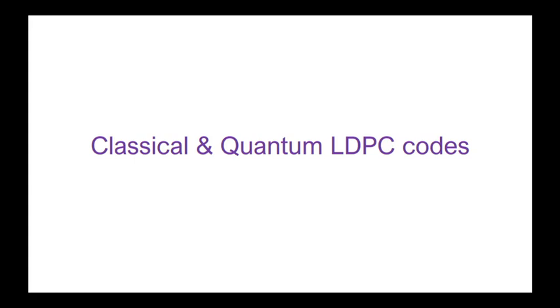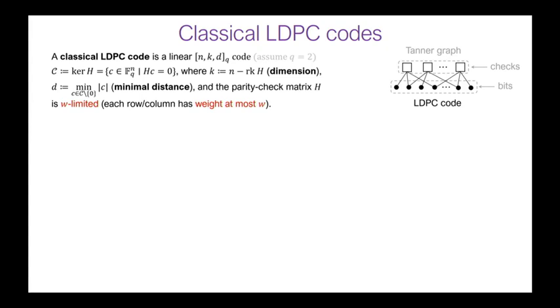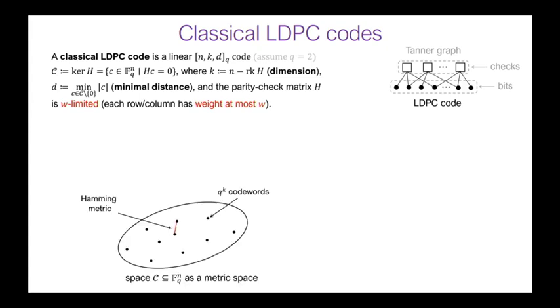So let us start with classical and quantum LDPC codes. A classical LDPC code is a linear code with sparse parity check matrices. It is usually represented by a sparse graph called a Tanner graph. And since it's a classical code, we have a classical picture: we have codewords, we have the distance, and we need to put as many codewords as possible so that the distance is high.